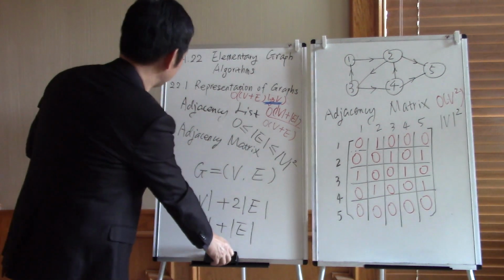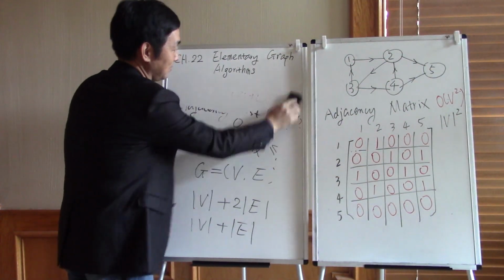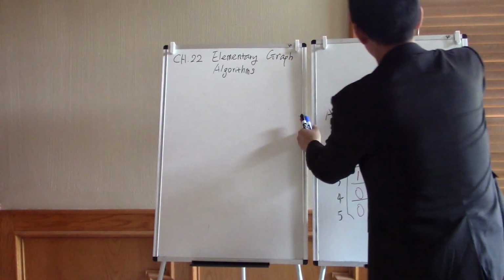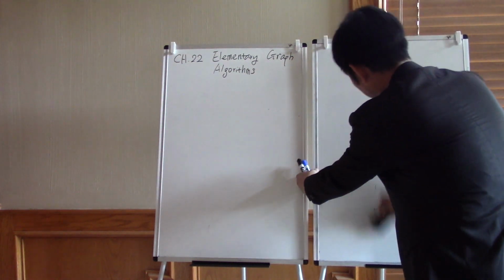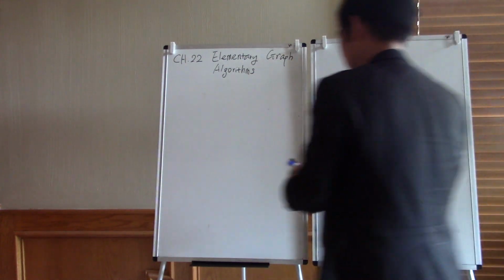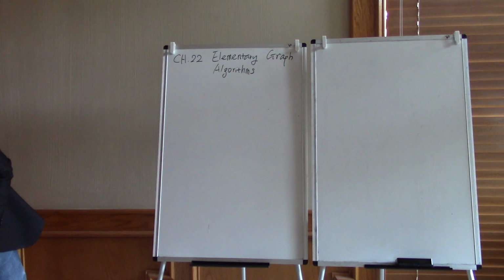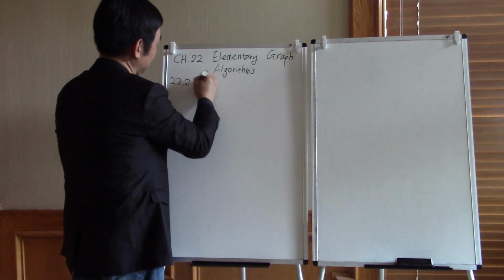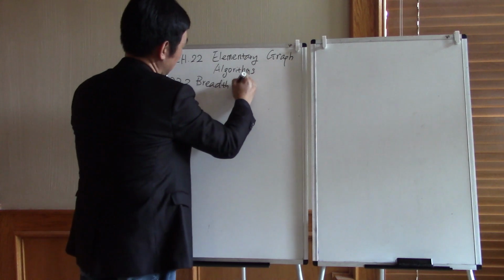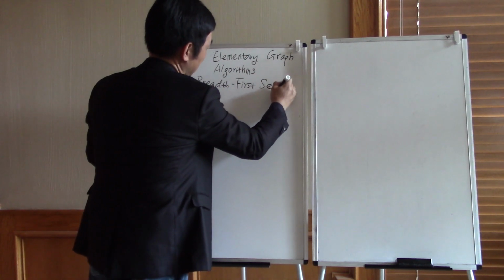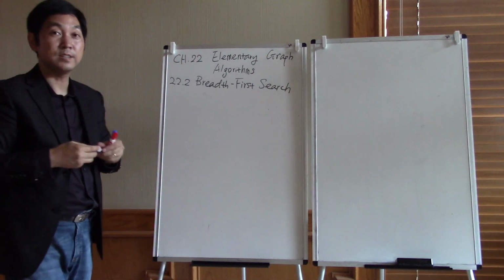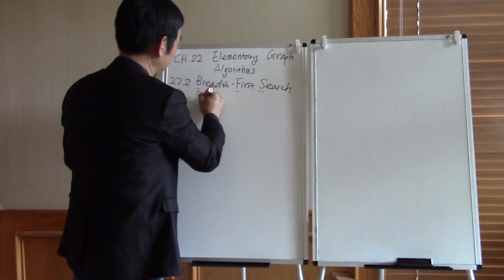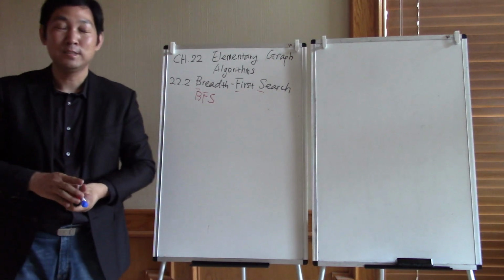So now let's move on to the next topic called graph search. Okay, we have a breadth search, and people often call it BFS because here you have B, F, and S. So this one is called BFS, breadth search. So what is a breadth search?